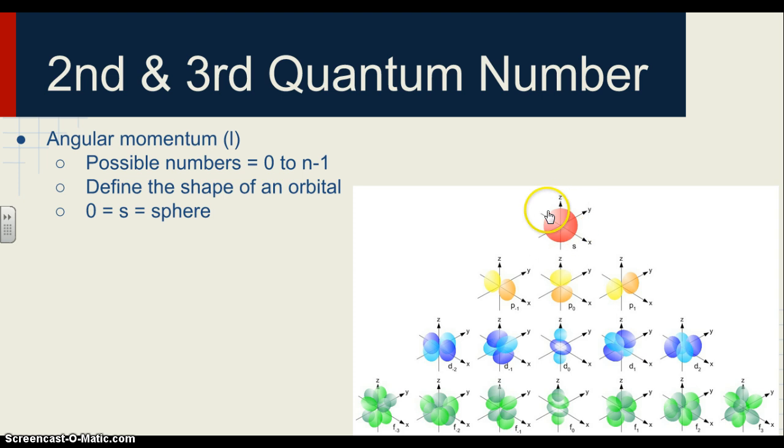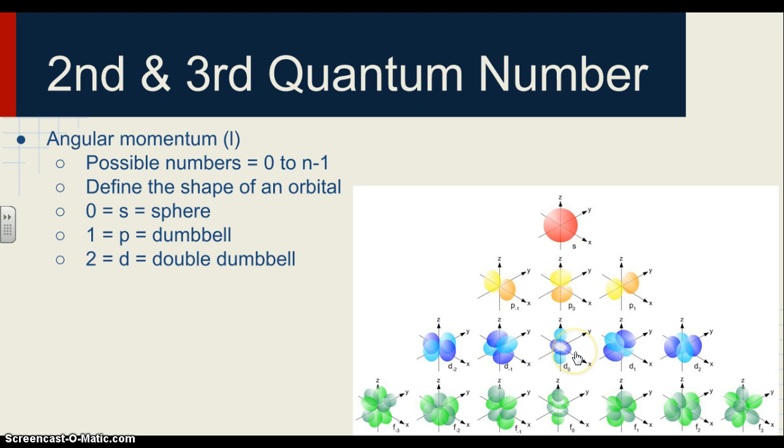0 is going to be a sphere, nice and simple. 1 is going to look like a dumbbell. You've got 2 bulbous parts here. For 2, that's oftentimes referred to as D. That's going to be a double dumbbell. You've got 2 interacting sort of at perpendicular angles, all except for this one right here.